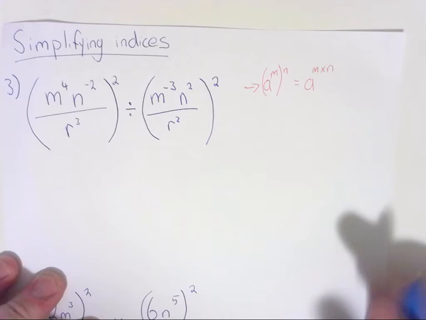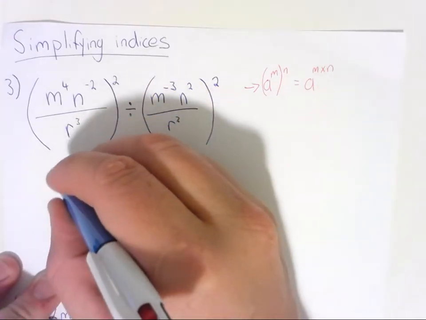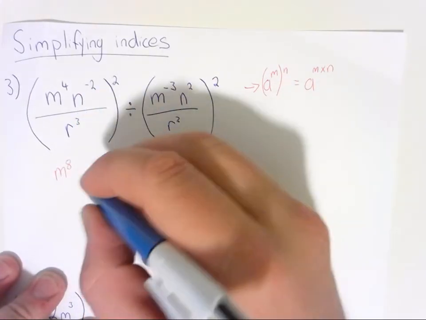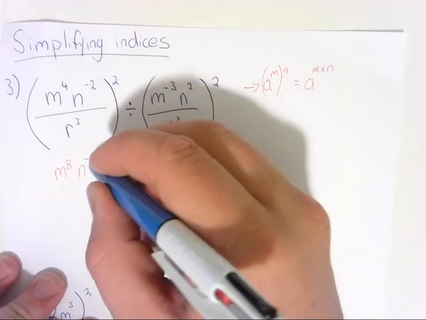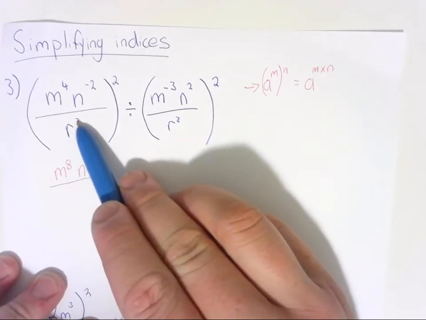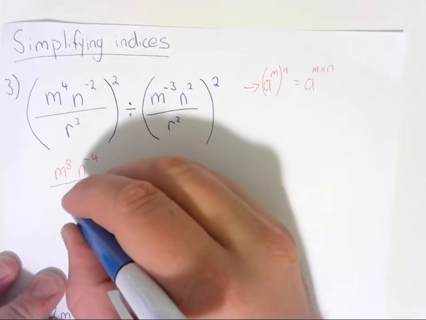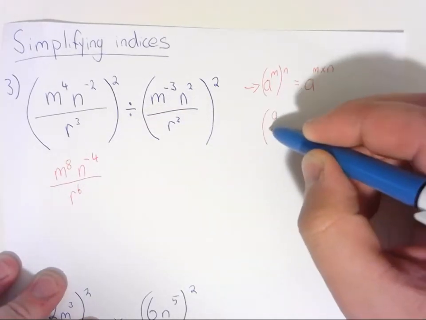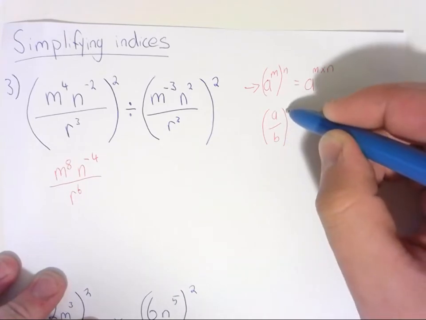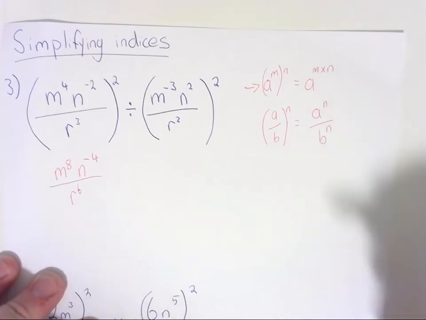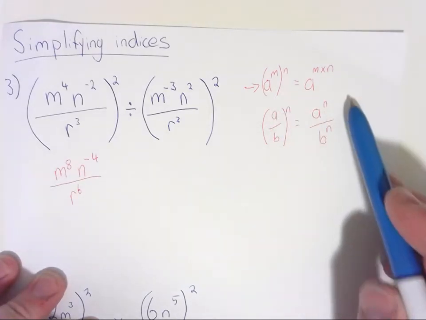M to the power of 4 times 2. 4 times 2 is 8, so this becomes m to the 8. N to the negative 2 times 2 becomes n to the negative 4. R to the power of 3, 3 times 2, which becomes r to the 6, because remember our other index law that says if I have a on b to the power of n, that equals a to the n on b to the n. Alright, that power gets applied to both parts.